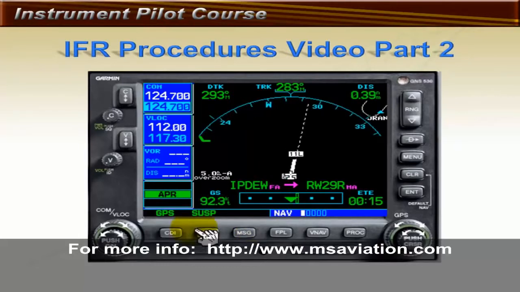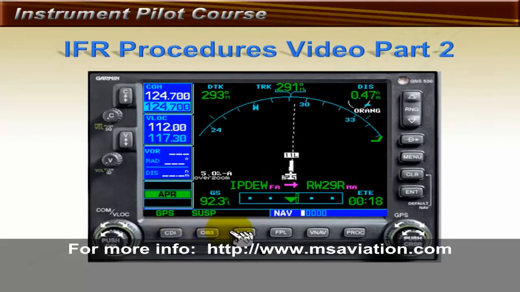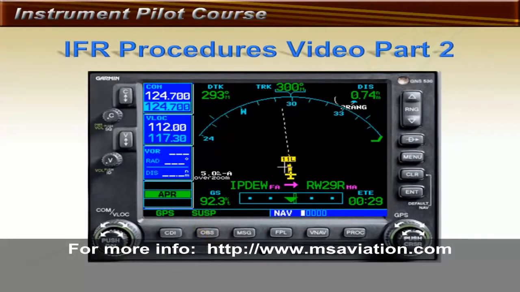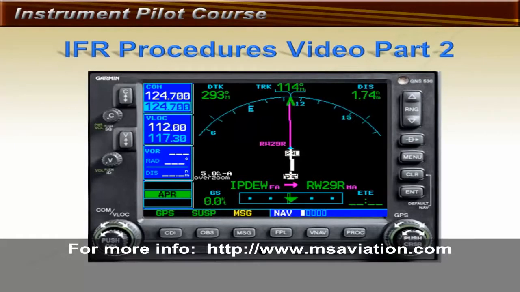Notice that as we cross the missed approach point, the GPS went to suspend mode. And now there really isn't a way to leg sequence over to where the missed approach hold is. So this is why we have to use the instrument approach procedure and be aware of that when using GPS approaches. In the next lesson, we're going to look at overlay approaches.